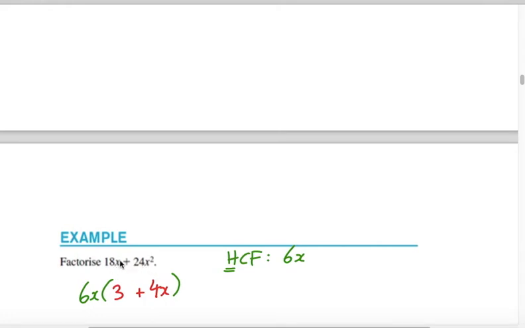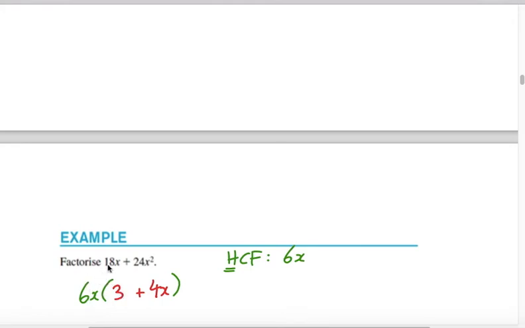You can't take out an x squared because that's not x squared. x is only to the power of 1 in the first term. So the highest common factor is 6x, sometimes with, as I said, writing out. So I do my green step first. I go 6x, then I open up my brackets, and then I do the red step last.